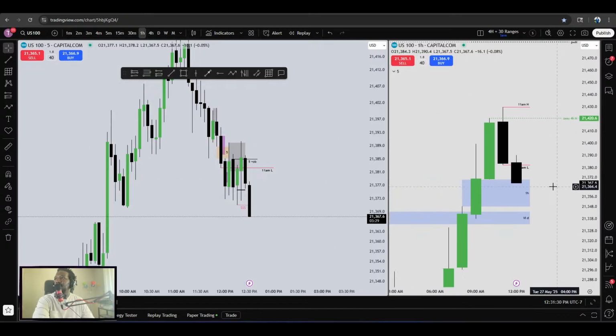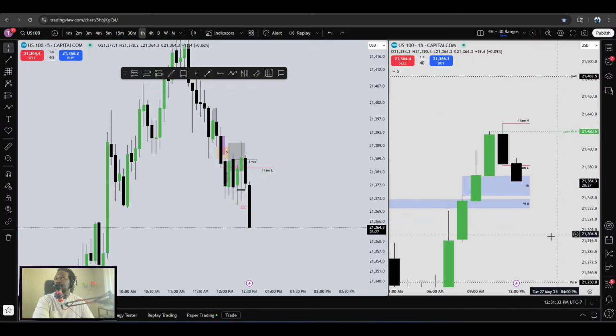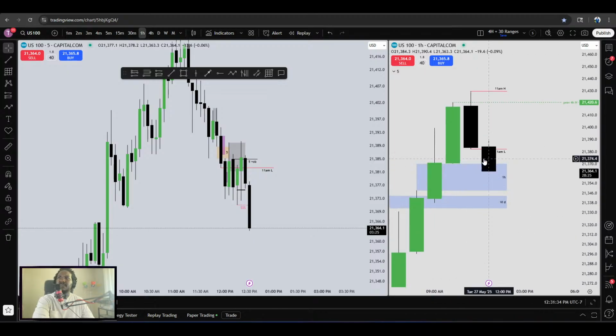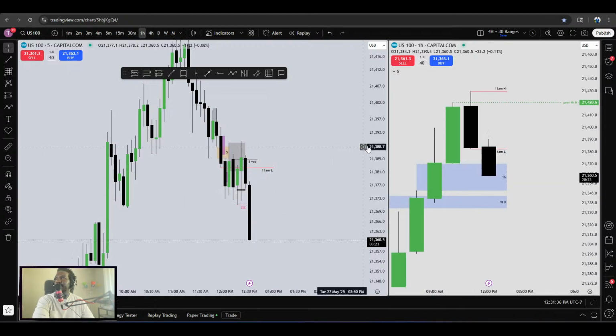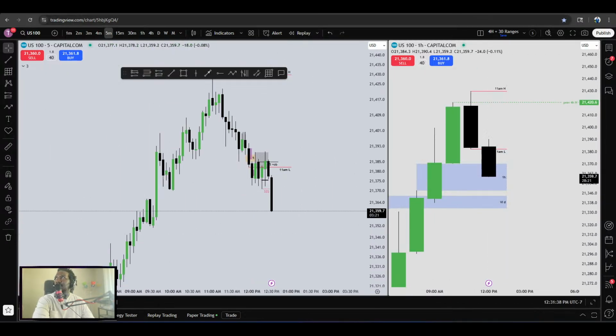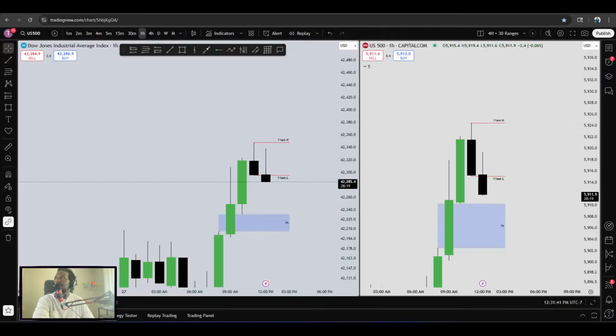All right, so we have deeply entered into that 1 hour fair value gap, but at the look of this, seems like we're just gonna be good. Look at that. Do we have any news of some sort? What in the world is up with that movement?